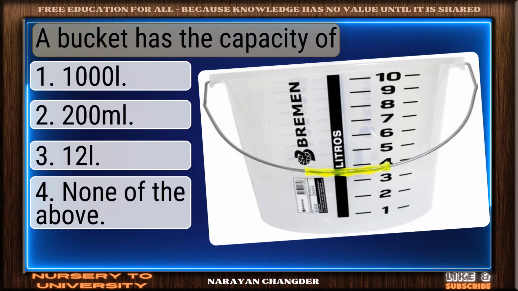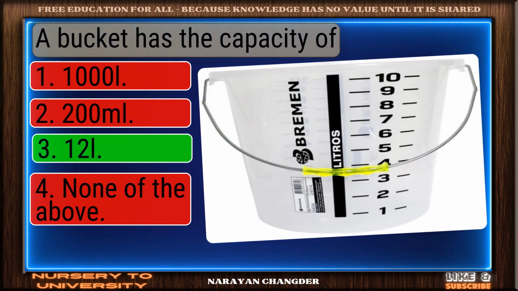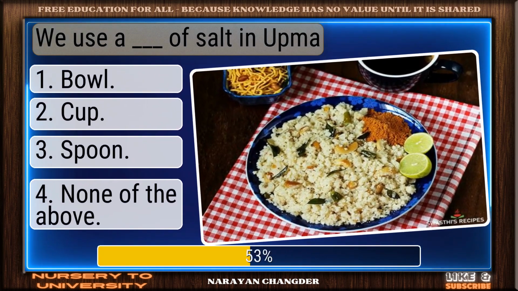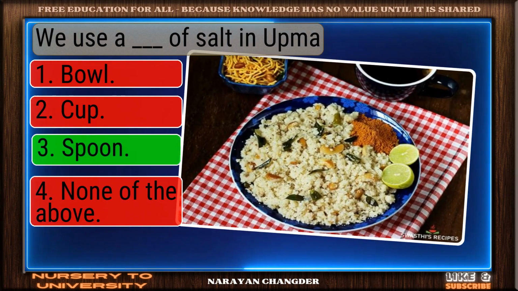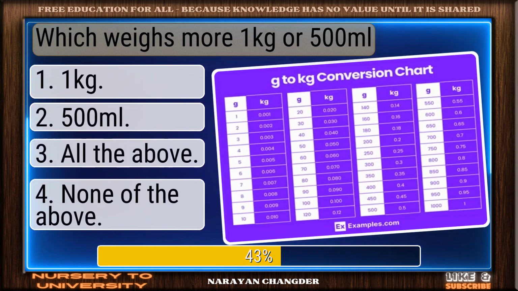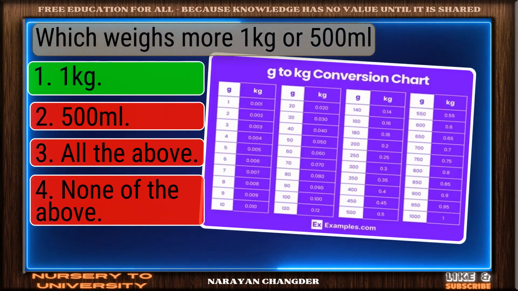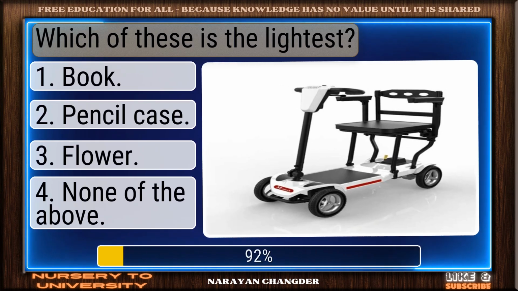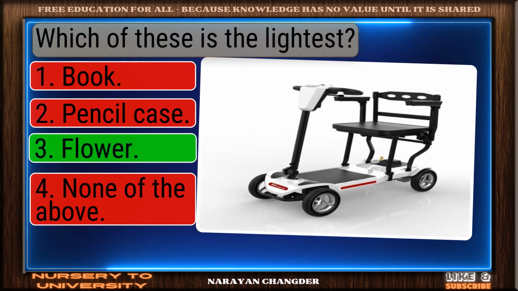A bucket has the capacity of. 112 is the answer. We use a dash of salt in upma. Well reasoned. Spoon is the correct choice. Which weighs more, 1 kg or 500 ml? Nice work. You chose 1 kg and it is correct. Which of these is the lightest? Smart move. Flour is an accurate answer.